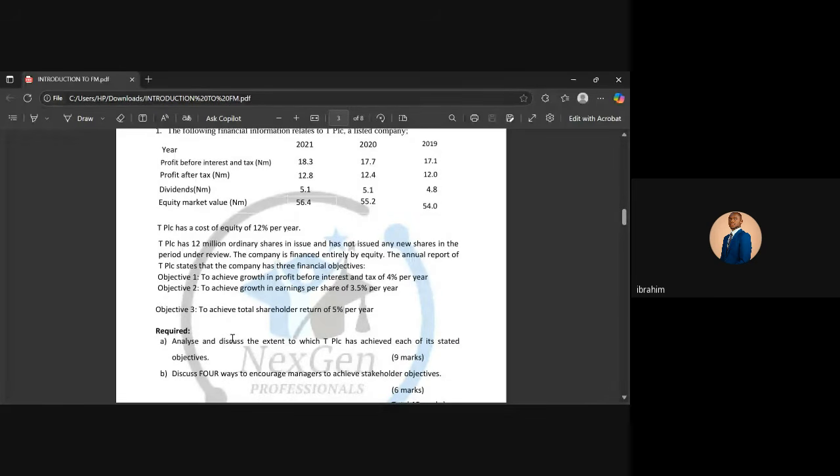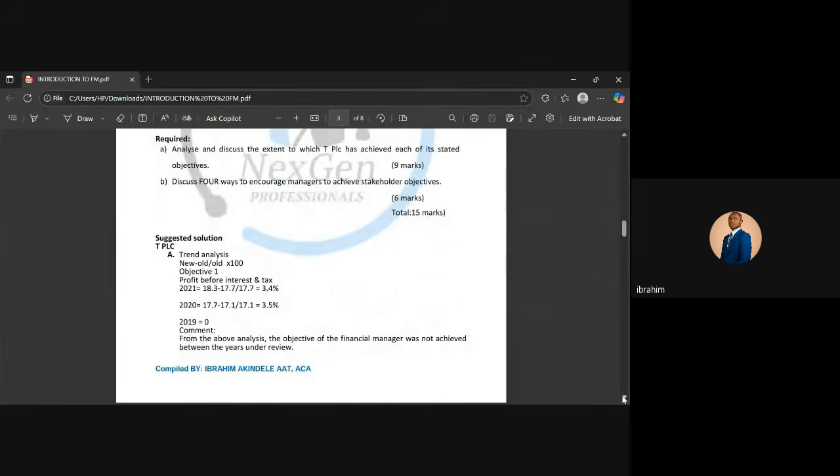The trend analysis will give you that, okay, is there any growth? What do we use a trend for? It is to see if there is growth in a particular item, either the profit after tax, or equity market value, or anything that we want to calculate, right? And the question says the objective is to achieve growth. Now, if you want to determine the growth, you need to use trend to confirm if this objective was actually achieved, because the question says analyze and discuss to the extent. So we calculated that in our previous lecture using trend, and we also commented that this was achieved and this was not achieved.